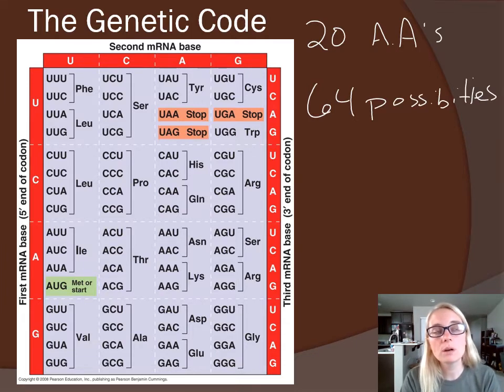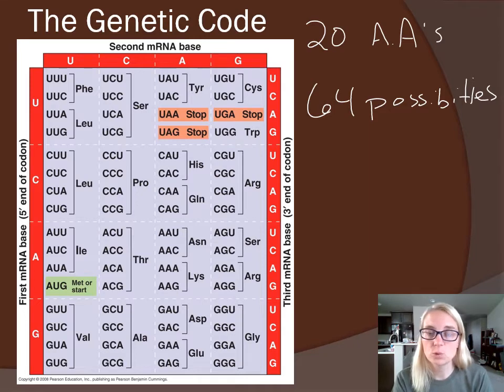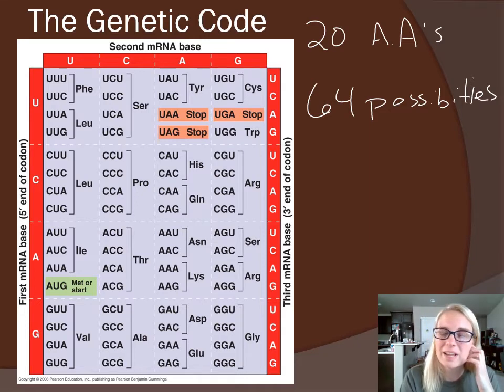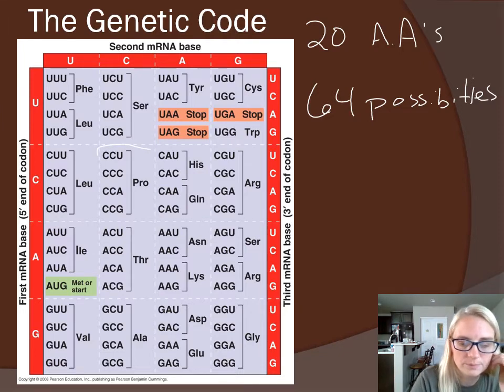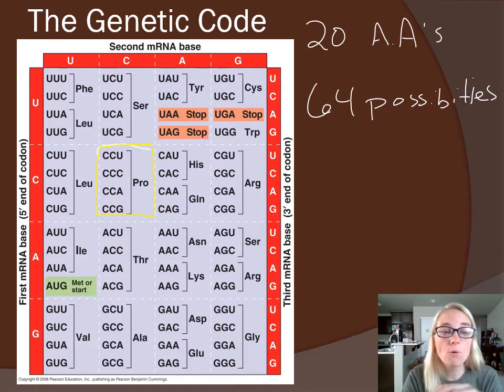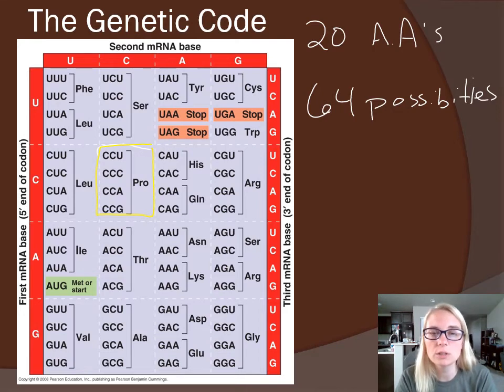So we have more spots, if you will, than we have need for the 20 amino acids. So there's actually a little bit of redundancy. What that means is, if we take a look at proline right here in the middle, proline has 4 different codons that code for proline: CCU, CCC, CCA, and CCG. So there's a little bit of redundancy, and we're going to talk about that as we move along.